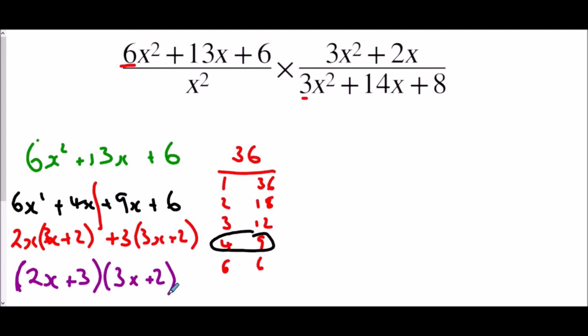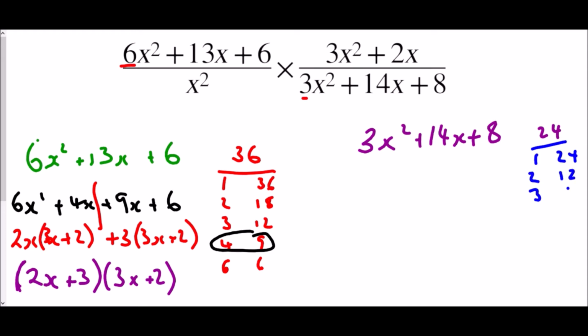This second fraction has 3x squared plus 14x plus 8. Let's do the same again. We need to do 3 times 8, which is 24, and two numbers that are going to multiply to make 24 but add to make 14. Well, that would be 1 and 24, 2 and 12, 3 and 8, 4 and 6. Which one adds to make 14? Well, it's this one here, 2 and 12.